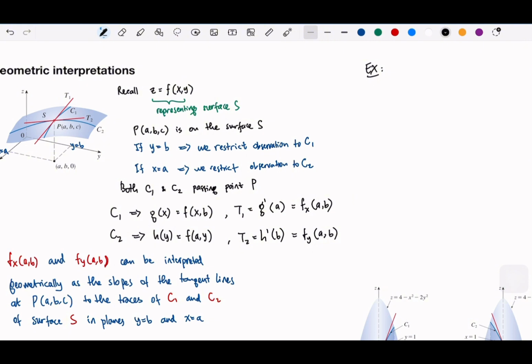So suppose that we have f equal to 4 minus x squared minus y squared, and we need to find the partial derivatives for both x and y at the same point (1, 1).